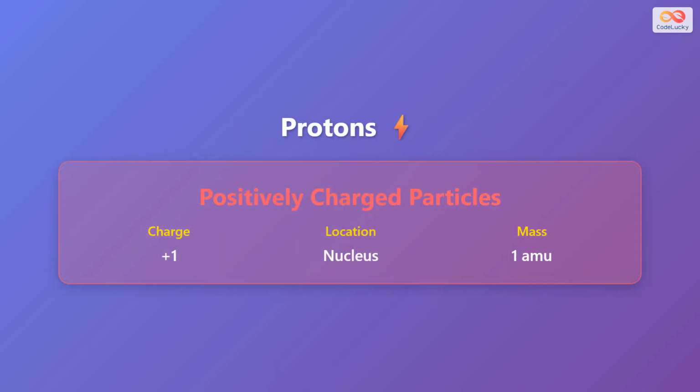Let's examine protons in detail. Protons are positively charged subatomic particles found in the nucleus of every atom. Each proton carries a charge of +1. The mass of a proton is approximately 1 atomic mass unit. Abbreviated as amu, the atomic mass unit is a standard unit used to express the masses of extremely small particles like protons. What makes protons particularly important is that the number of protons in an atom's nucleus determines what element that atom is. For example, all hydrogen atoms have exactly 1 proton, while all carbon atoms have exactly 6 protons.